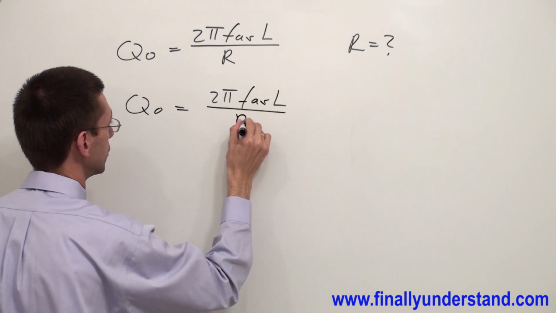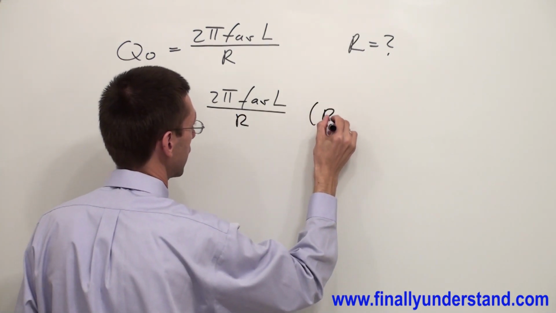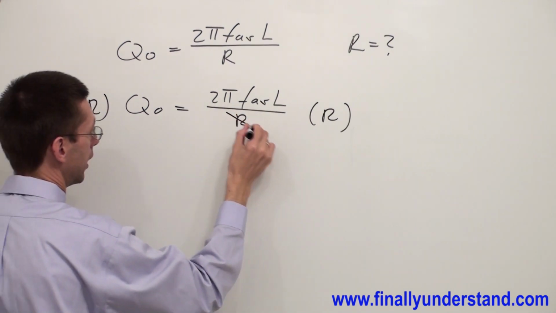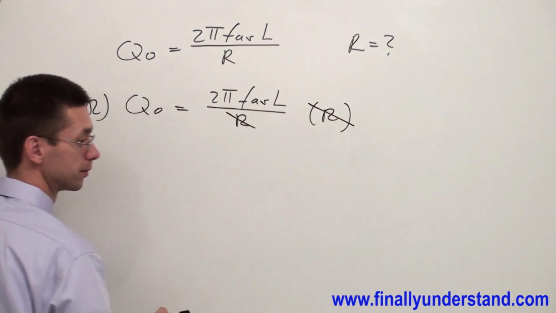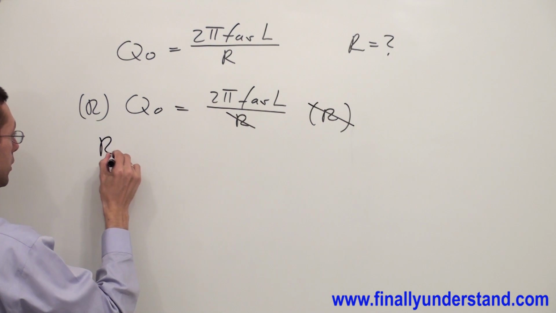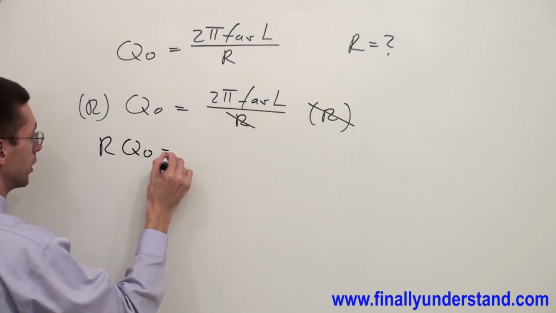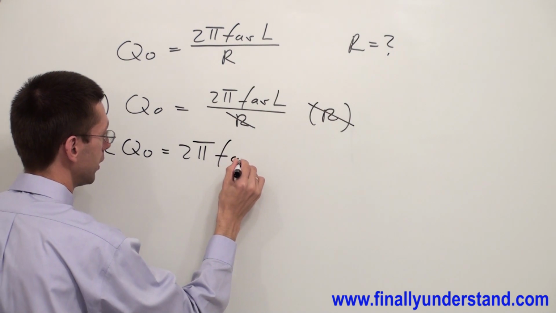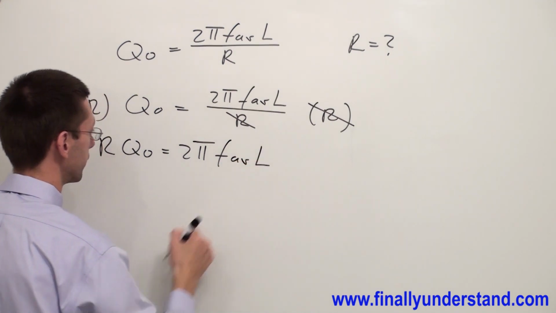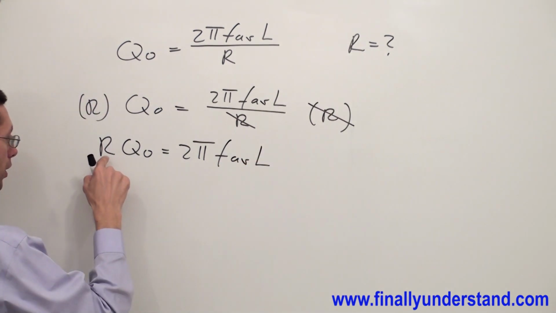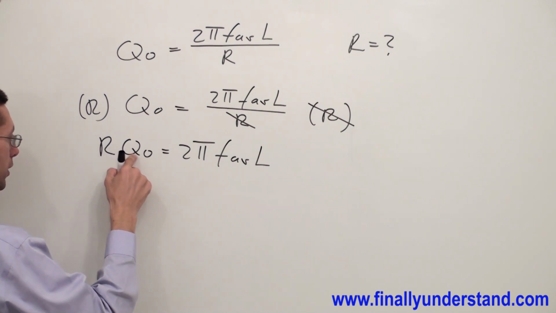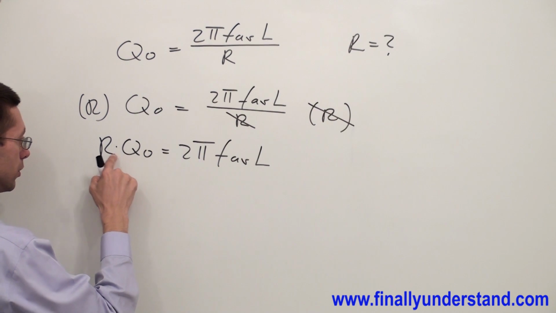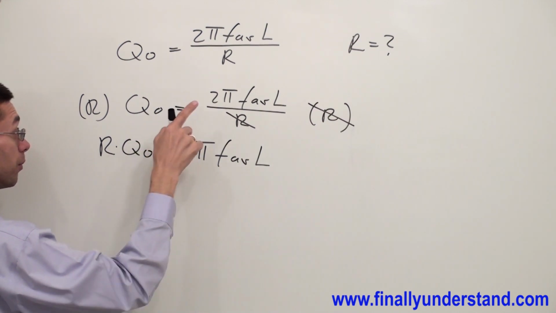So I'm going to multiply both sides of the equation by r. R and r will cancel out, and I'm going to have r q0 equals 2 pi f a r l. I'm looking for r. R is multiplied to q0. I do not want anything multiplied to r because I want to find r by itself.